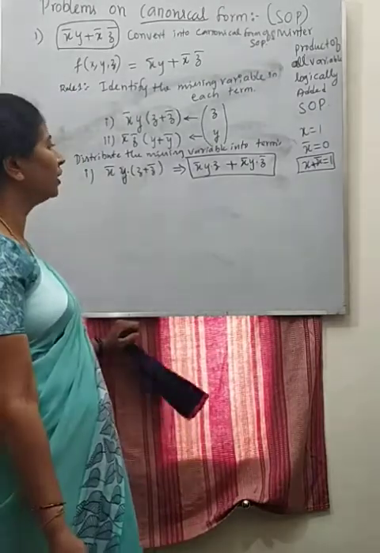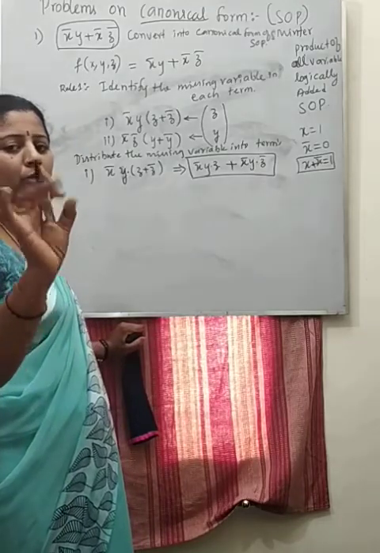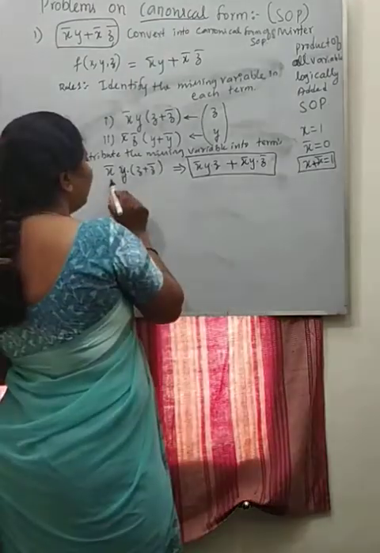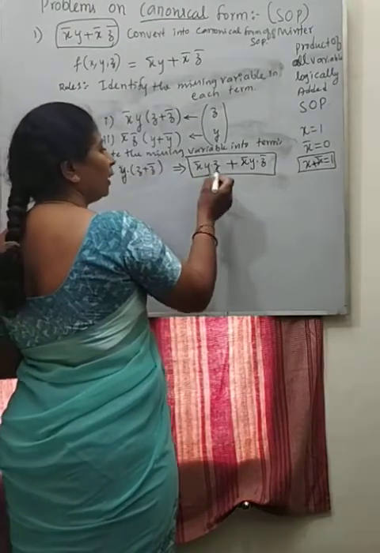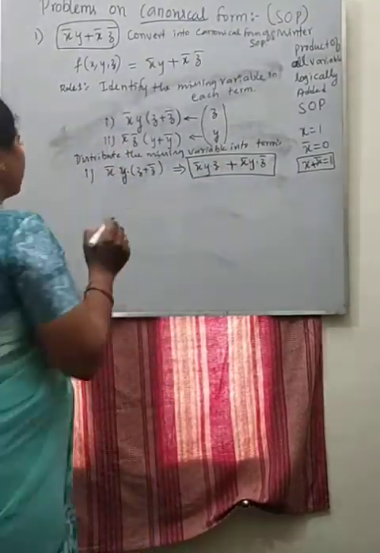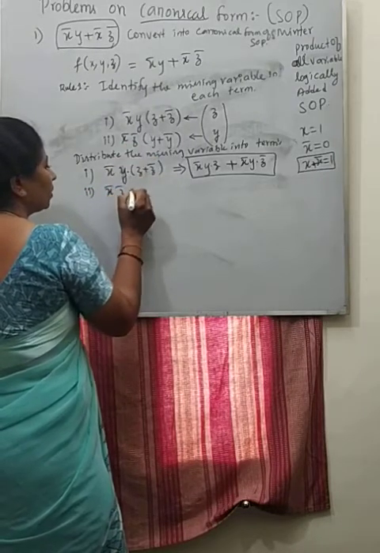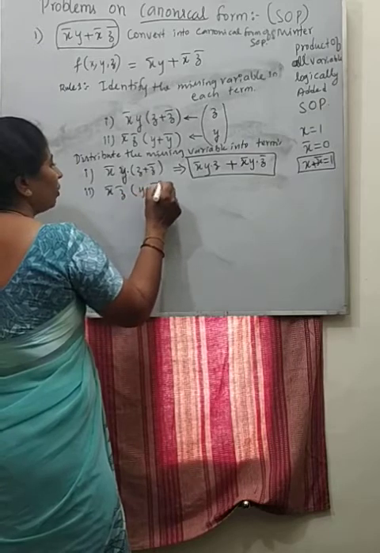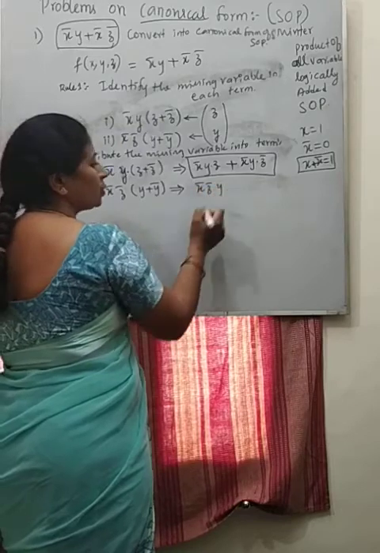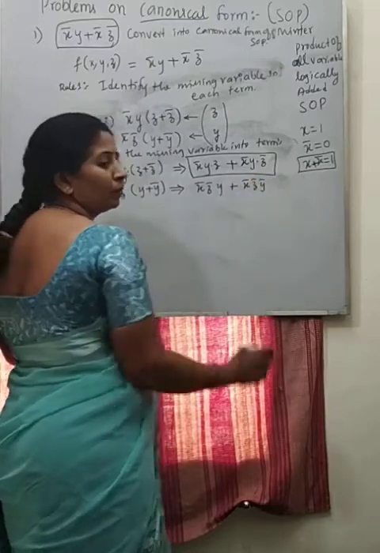Canonical form is nothing but a term should contain all the variables with or without a complement. Earlier we had x complement y, and we have included the missing variable. We got 2 terms. Then the second one, x complement z complement, y plus y complement is missing. How can I write? X complement z complement y plus x complement z complement y complement.